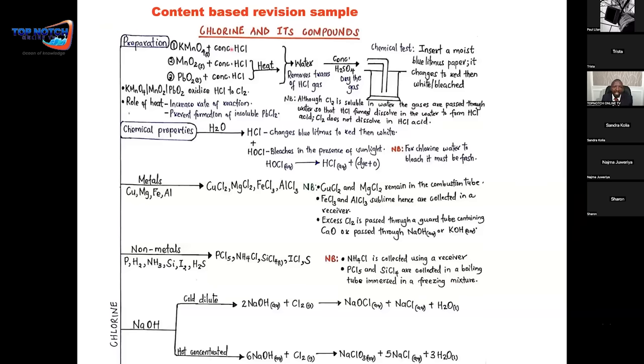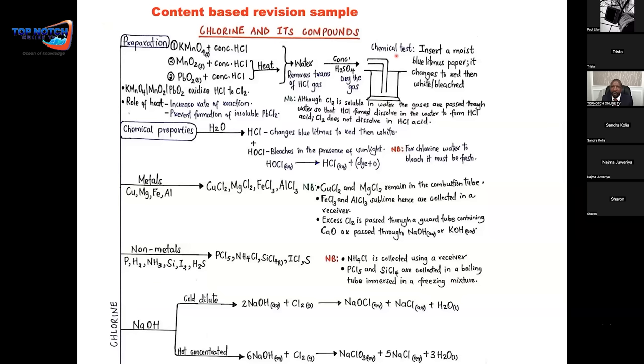Why is it that we don't require heat? Because this one is a very strong oxidizing agent, and therefore does not require heat. Then we pass it over water. What does water do? It removes traces of HCl gas. We pass it over concentrated sulfuric acid. The purpose of this one is to dry the gas.